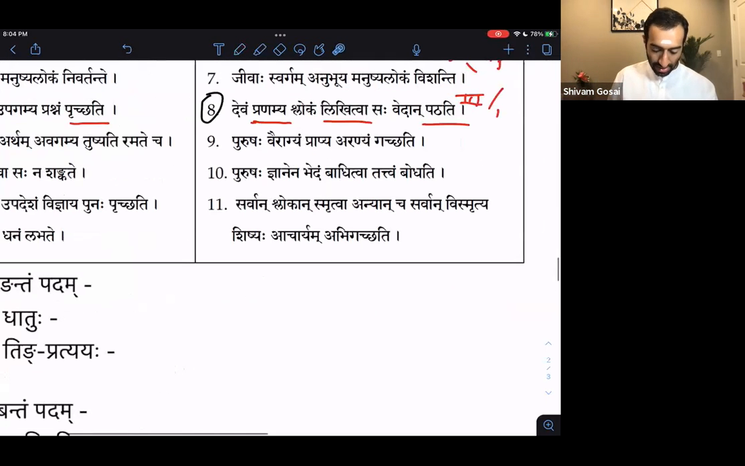He reads what? Vedan. He reads Vedan. Vedan is, pratipadika is Veda, akaranta pullinga, dvitiya vibhakti, bahuvachanam, like Raman, so Vedan. Then vibhakti artha, the karmani dvitiya to patati. Okay. Whew. So having bowed to the Lord and having written a shloka, he reads the Vedas. Okay.